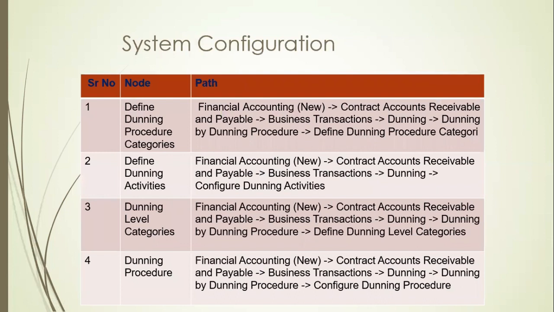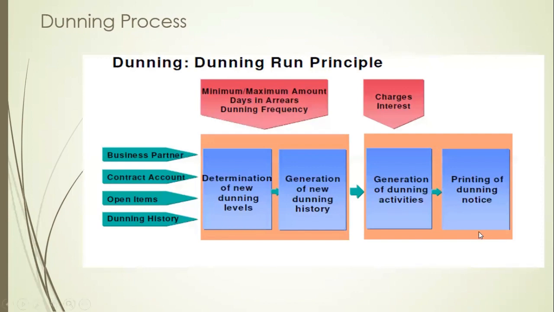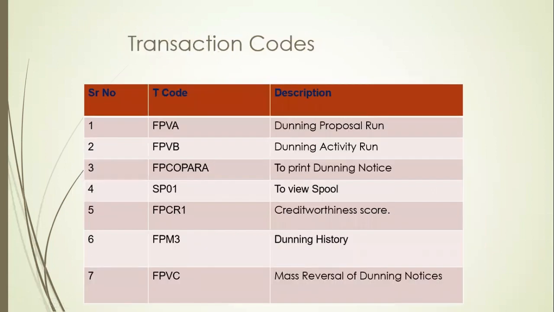So these are the configurations, how to define the dunning procedure, dunning activity, and dunning label. So in this also, as I mentioned, finally we are sending the letters, print notifications. We need the smart forms to link to the dunning procedure. So when we generate this, it generates the letter and sends automatically. Now you can see for that we have different T codes like FPVA, FPVB for dunning activity and dunning proposals. And when we print the notification, we have a separate T code like FPCOPARA, which generates the dunning notices.